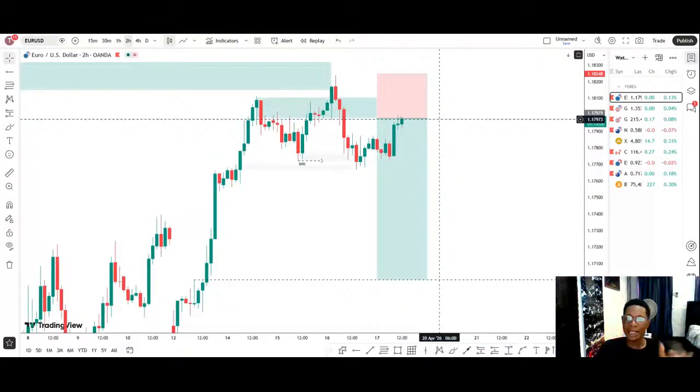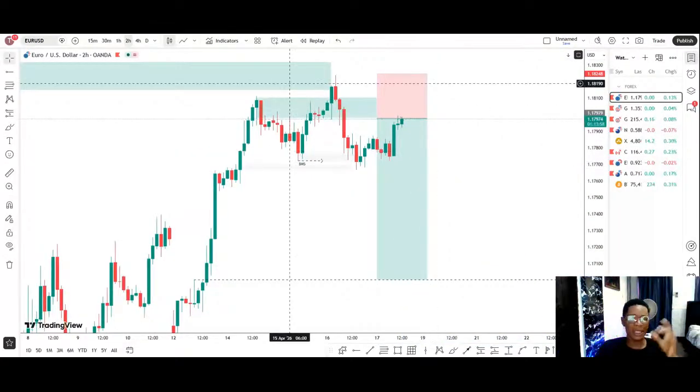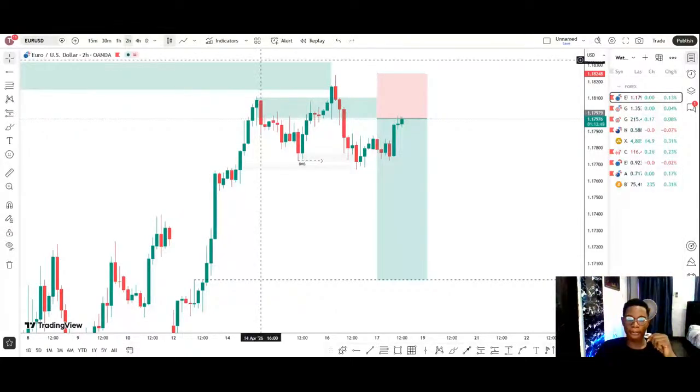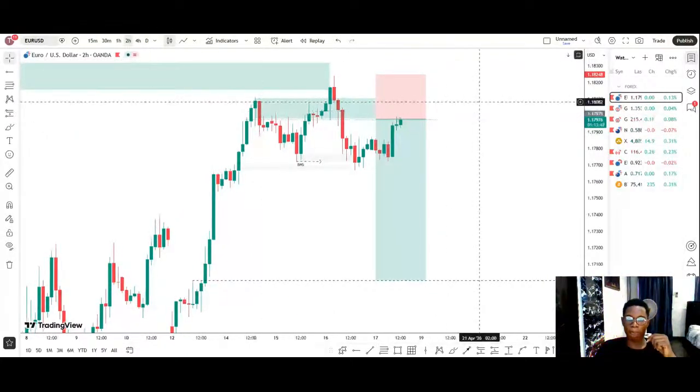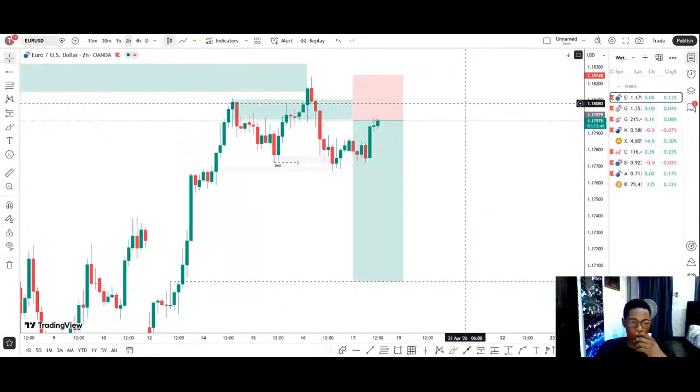And guys, I'm not going to lie to you. I'm already selling this particular pair already. So let's see how this particular pair will play out.